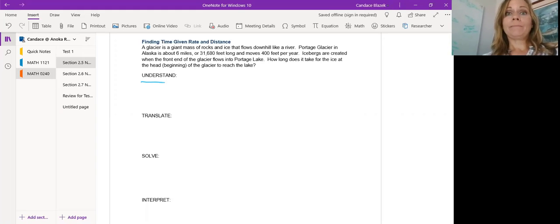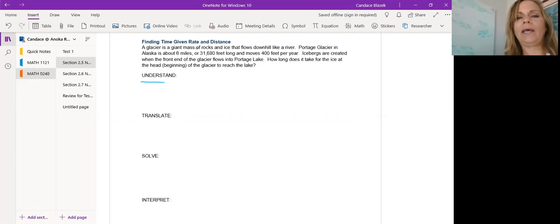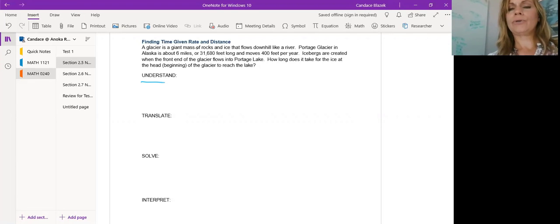So example 1, a glacier is a giant mass of rocks and ice that flows downhill like a river, a very slow river. Portage Glacier in Alaska is about 6 miles or 31,680 feet long and moves 400 feet per year. Icebergs are created when the front end of the glacier flows into Portage Lake. How long does it take for the ice at the head or the beginning of the glacier to reach the lake?